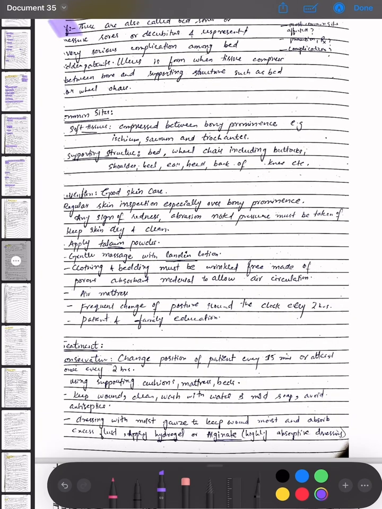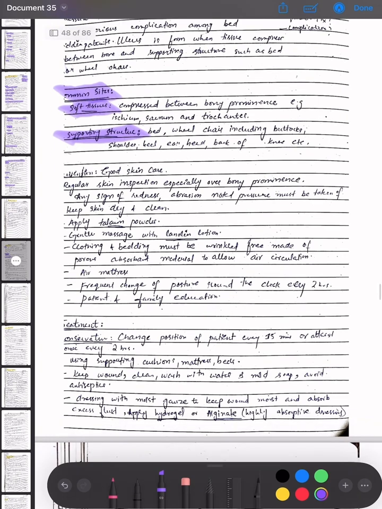Now, what are the common sites for decubitus ulcers? These are soft tissues and supporting structures. Soft tissues are compressed between bony prominences, for example, ischium, sacrum, and trochanters, while the supporting structures are bed, wheelchair, chair, including buttocks, shoulder, heel, ear, head, back of knee, etc.